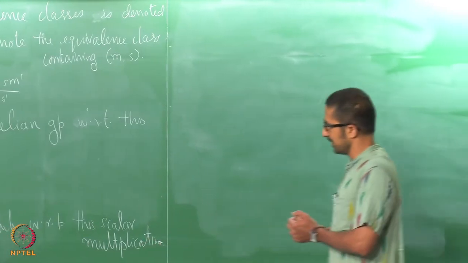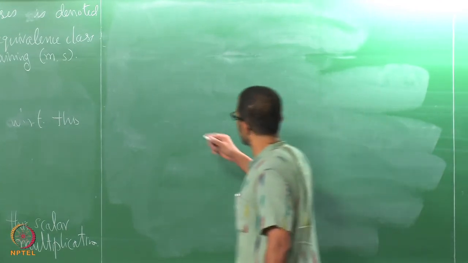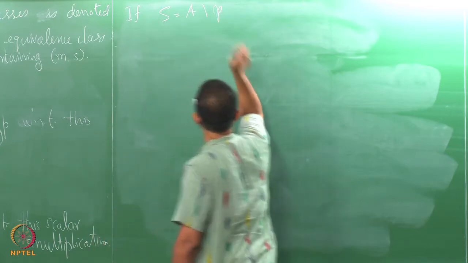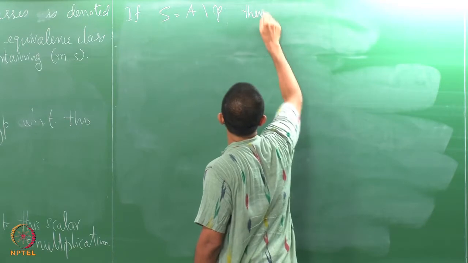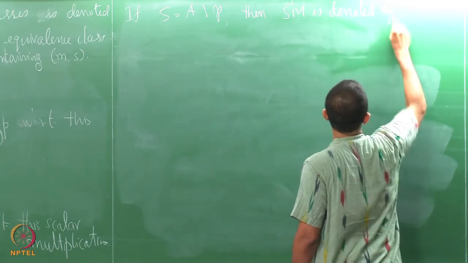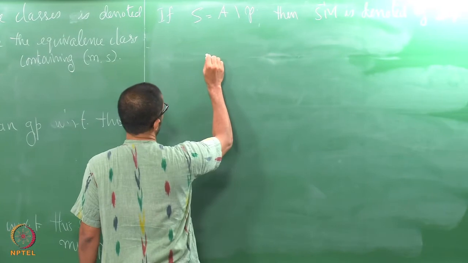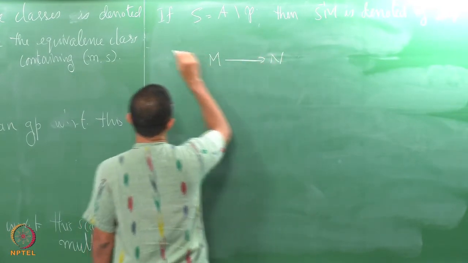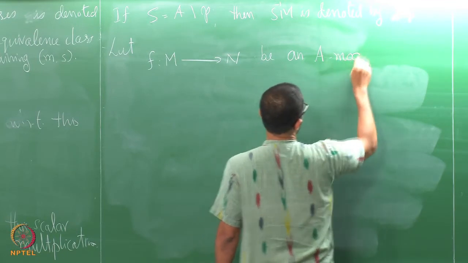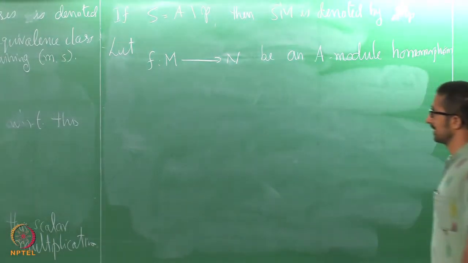So, this gives the localization of M with respect to a multiplicative set. Just to set up a notation, if S is the complement of a prime ideal P, then S inverse M is denoted by M localized at P. Suppose I have a map from M to N, let f from M to N be an A module homomorphism. Okay.